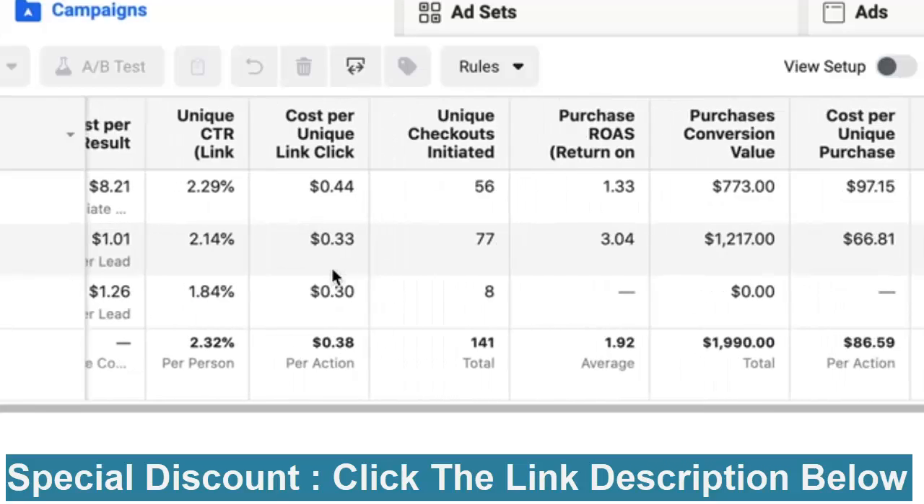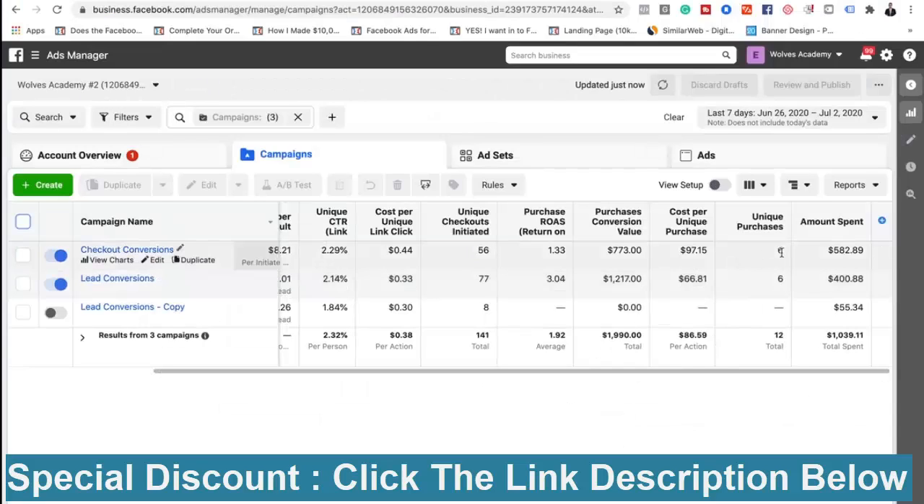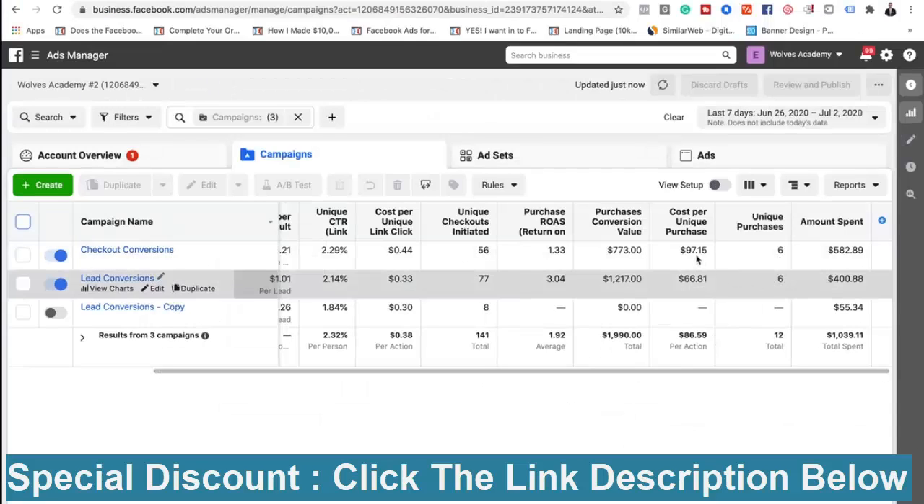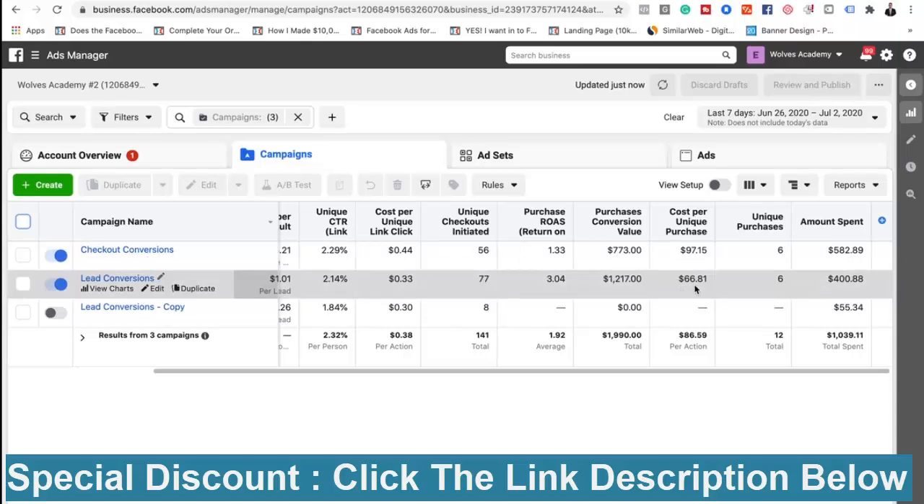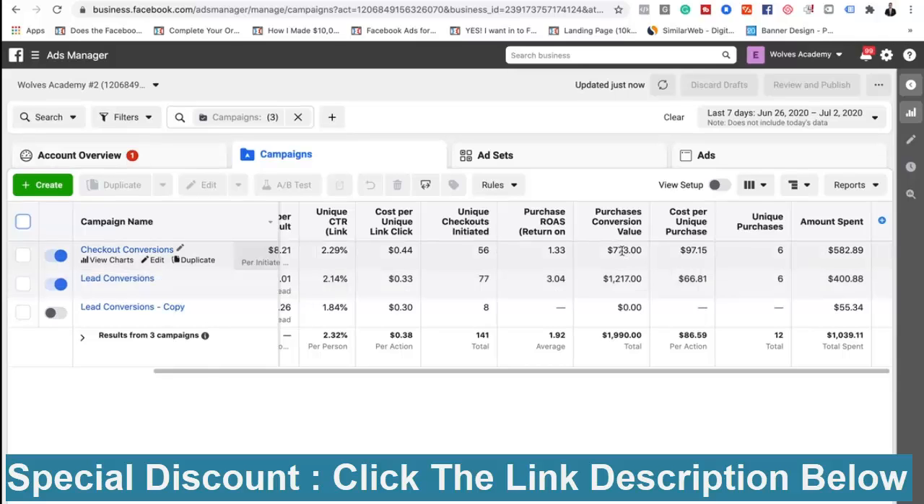And if we look here, I did get 6 purchases on each. So my cost per purchase is $97 for the checkout conversions, and then it is $66 for the lead conversions over the course of the last 7 days. My goal is to get cost per purchase at about 60, so the lead conversions is right about where I'm trying to be. And revenue wise, if we divide by 6, that's about $200 per purchase. So my earnings per purchase is roughly around KPIs on the checkout conversions.